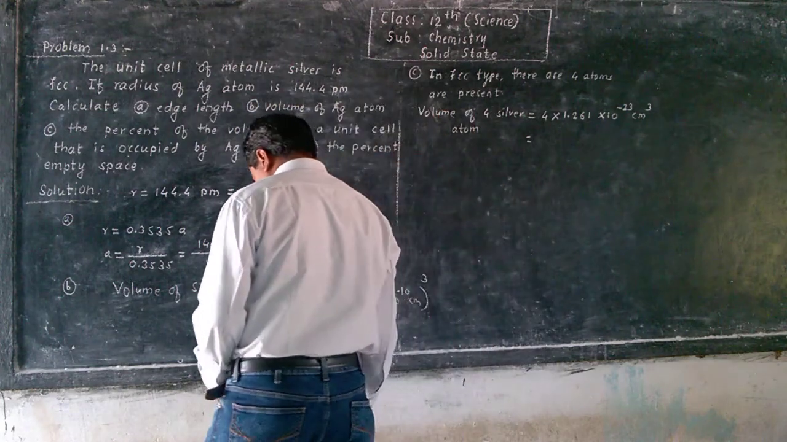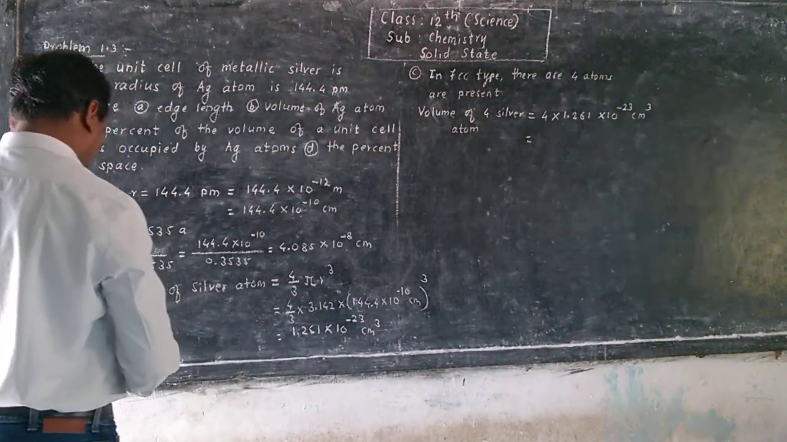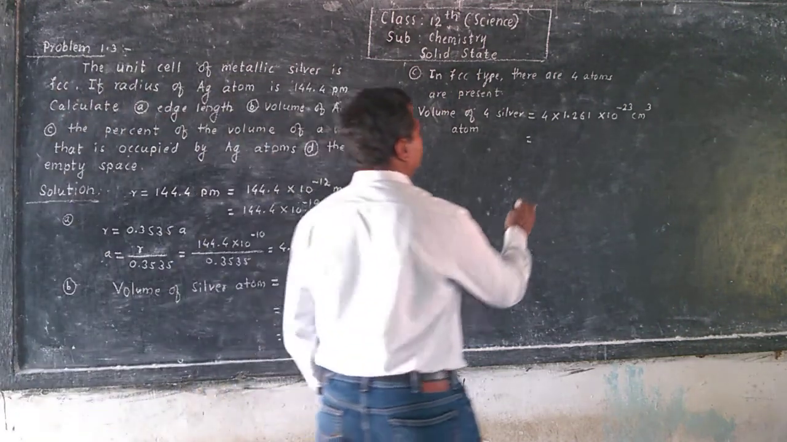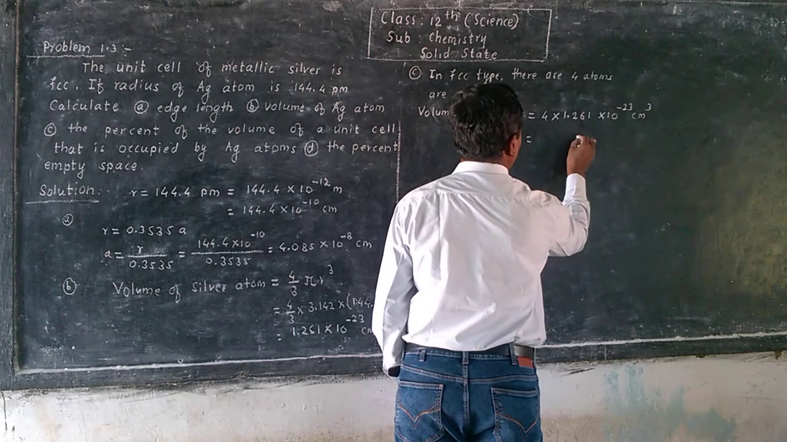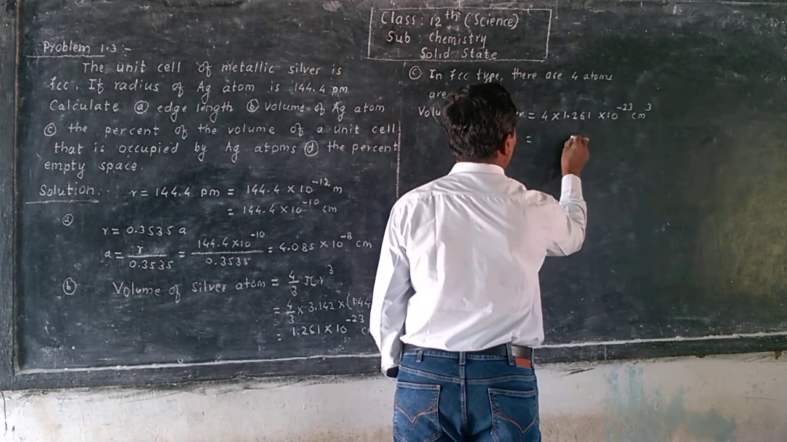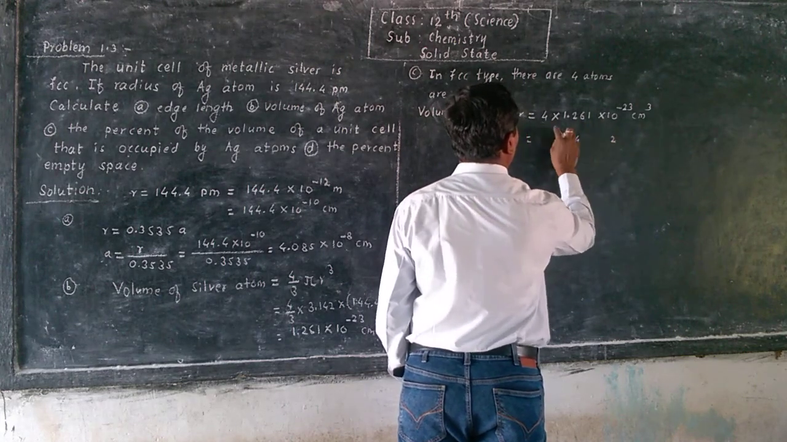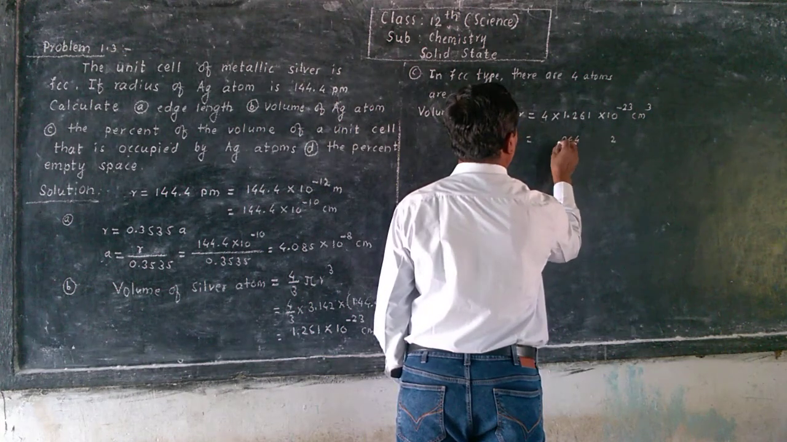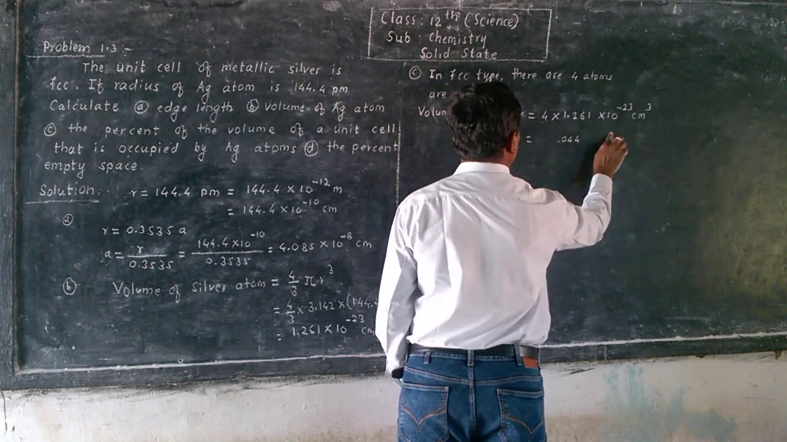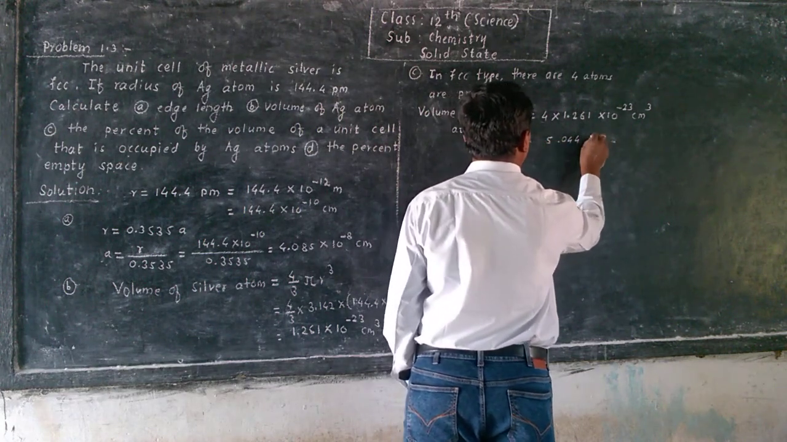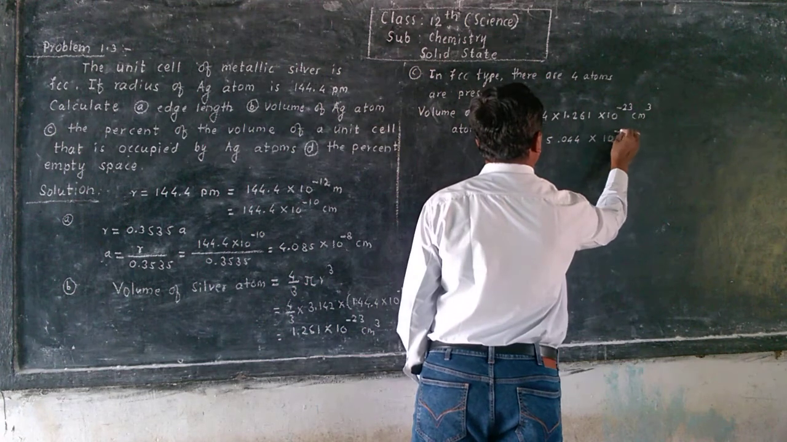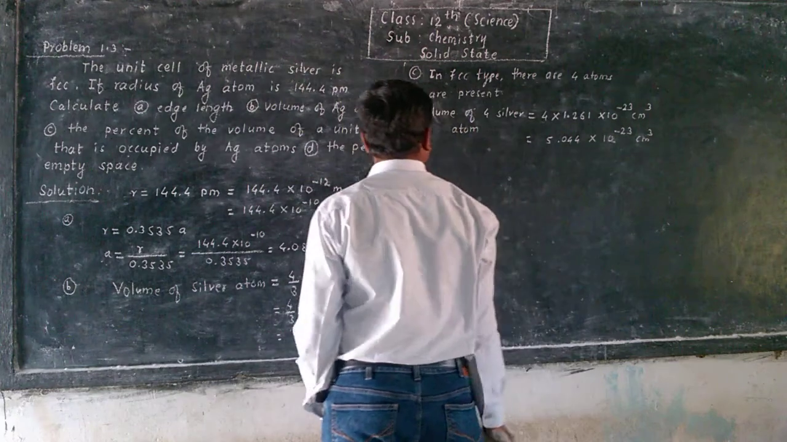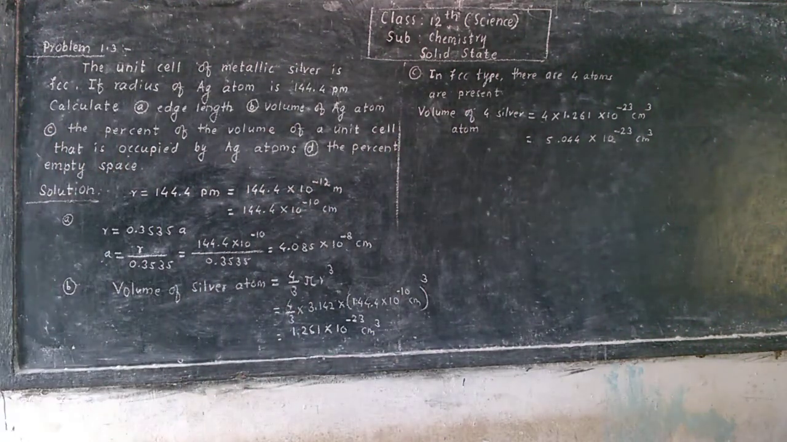So multiply that. Here 4 ones are 4, 4 sixes are 24, here 4 twos are 8 plus 2 is 10 and carry 1. So 5.044 into 10 to the power minus 23 centimeter cube.